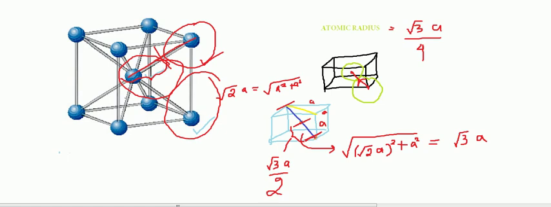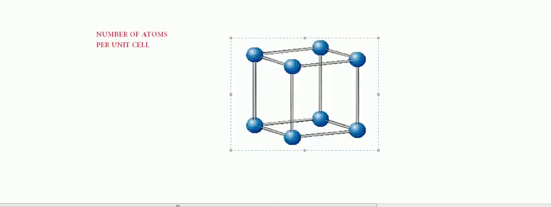Okay, let us discuss that. So number of atoms per unit cell. Okay, so this will be part 2. In part 1 we discussed atomic radius. In part 2 we'll discuss number of atoms per unit cell.